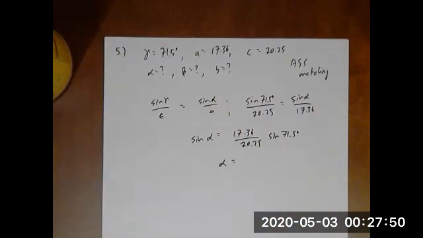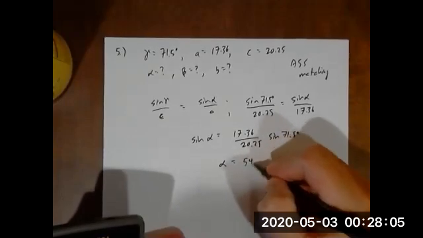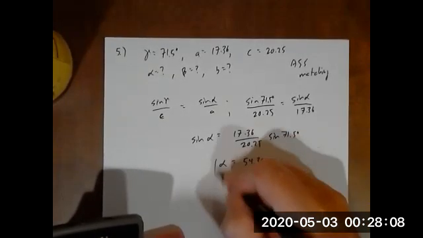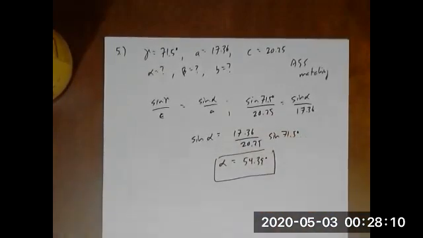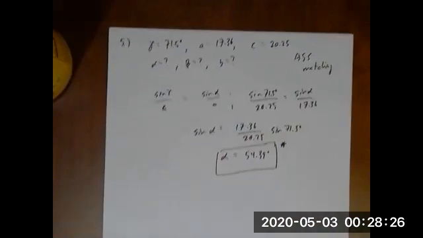71.5 sine times 17.36 divided by 20.25 is 0.8129. I'm going to go ahead and take the inverse sine, 54.39 degrees. And I can look at the answers and see that that is in fact correct. Now I put the star here because I'm going to have to go back when I check for my second triangle. This is my starting point.